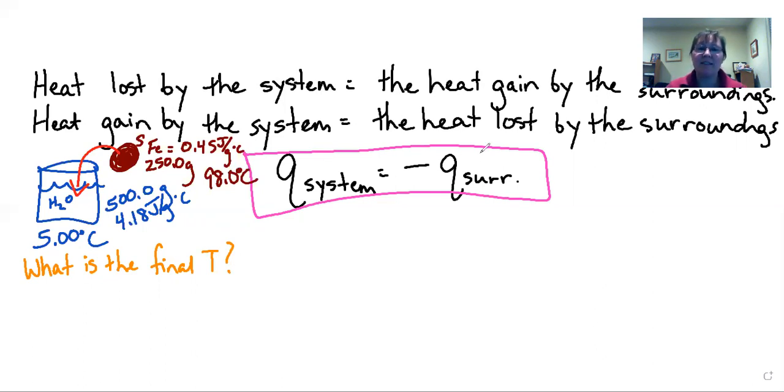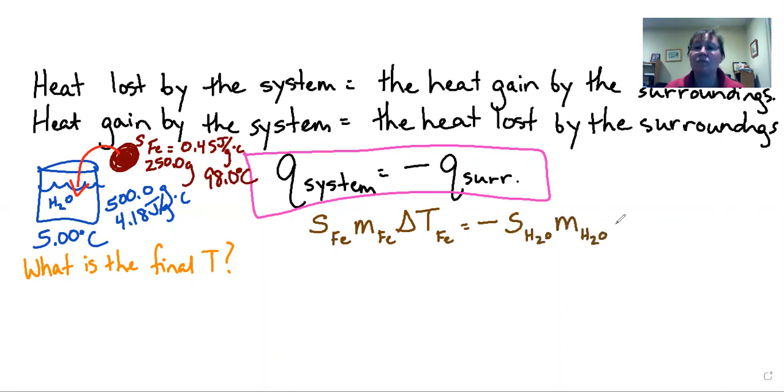Well, I can use this setup for that. So for example, Q of my system is going to be the specific heat of my system, okay? But in this case, we're not going to use system and surroundings, because what we're basically looking at is that our two things here are water and iron. So the specific heat of my iron times the mass of my iron times the delta T, or the change in temperature of my iron, is equal to the opposite of the specific heat of my water times the mass of my water times the change in temperature of my water.